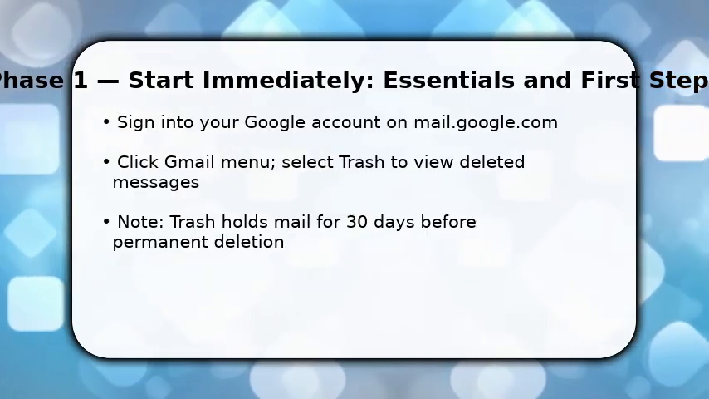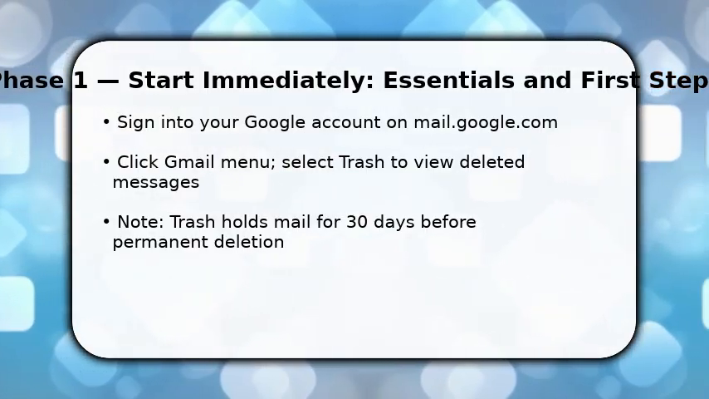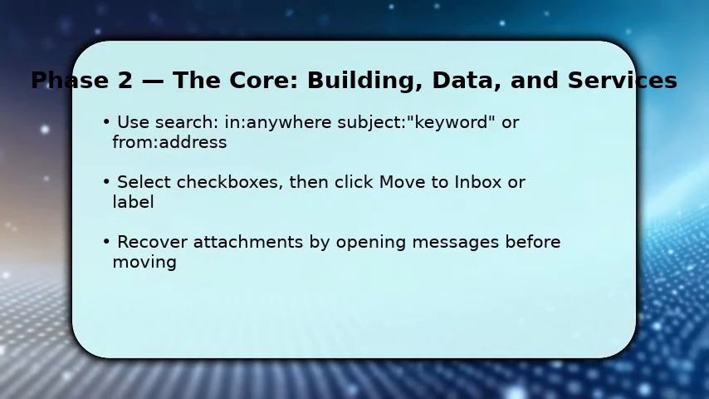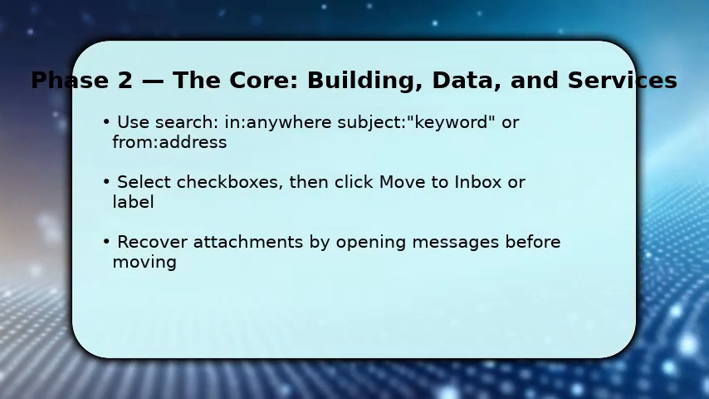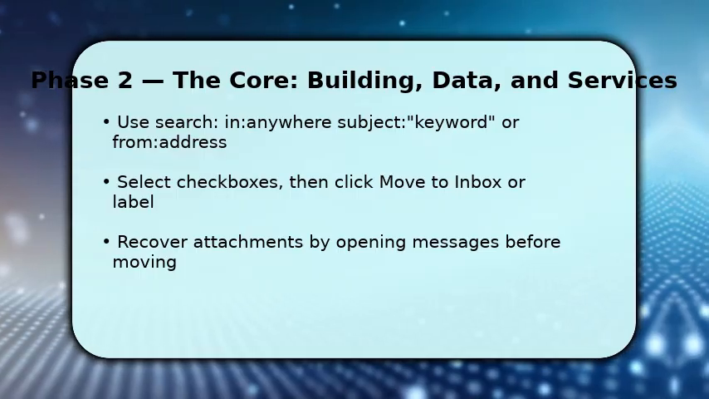Now locate the exact emails. Use Gmail's search with operators like in:anywhere, subject:keyword, or from:email@example.com to narrow results. This is faster than manual scrolling.